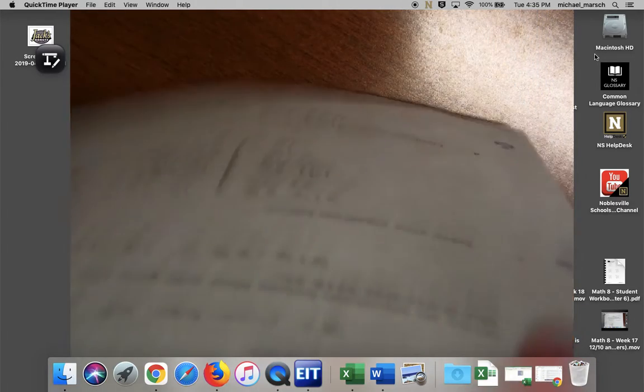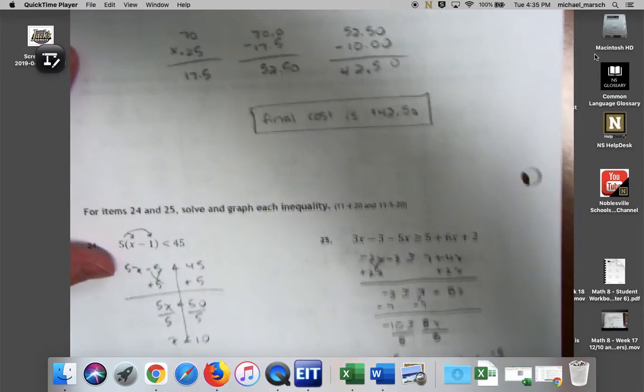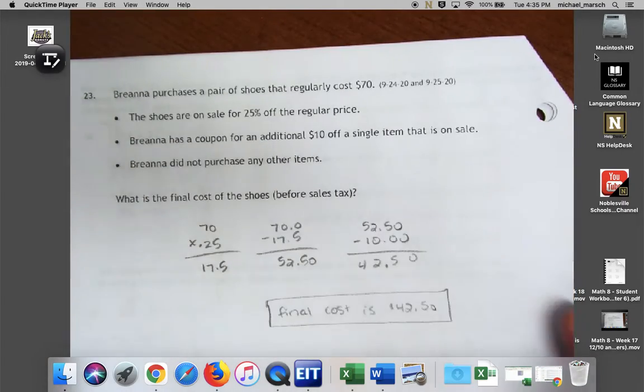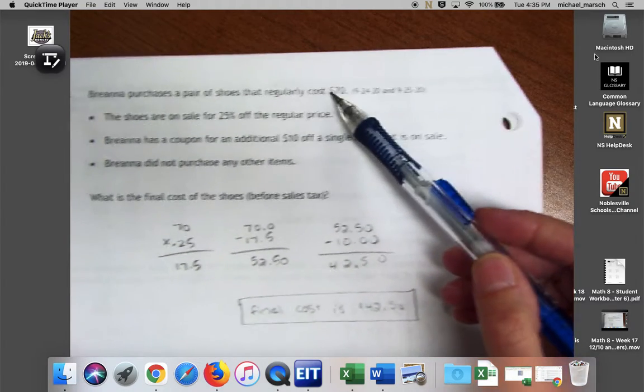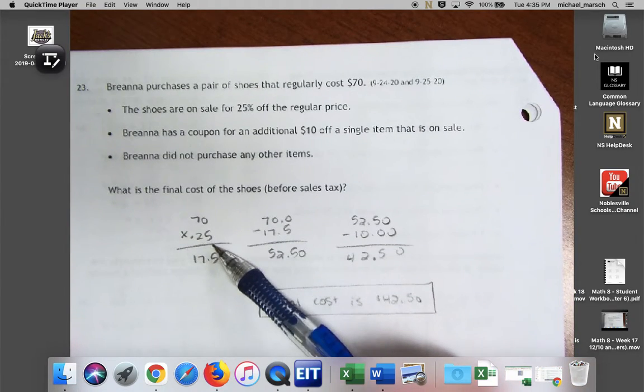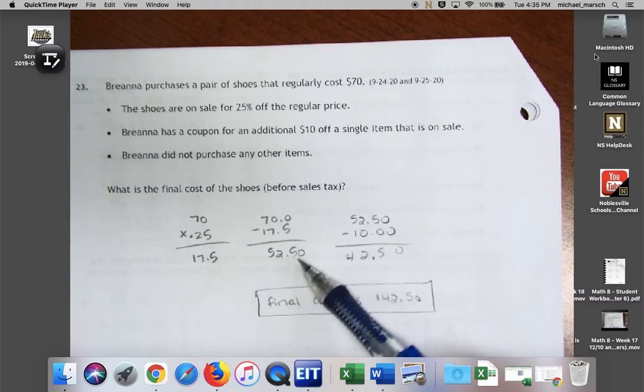All right, now we've got some sale items. Okay, Brianna purchased a pair of shoes. They're 25% off, so that's what I did first. I took 70 times 0.25 and then subtracted that. So I knew that the 25% off was going to get her down to $52.50.